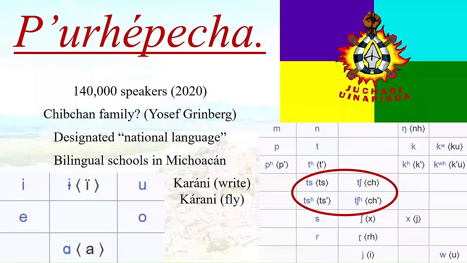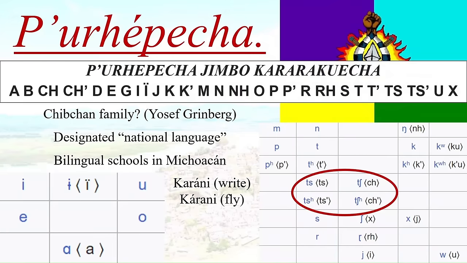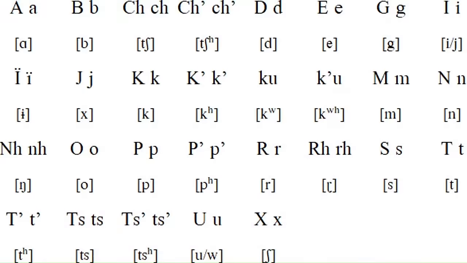Purepecha has a colonial Spanish-based orthography, preserving the use of X for the SH sound, just as medieval Spanish did. A few indigenous languages in Mexico preserve this orthographical feature, as do some languages in Spain itself, such as Catalan and Galician. The alphabet is called Purepecha Jimbo Carrara Cuecha, and here is Omniglot's version if you want to see exactly how the sounds are transcribed.